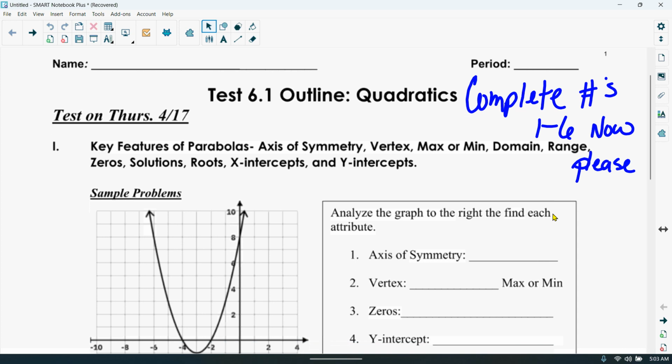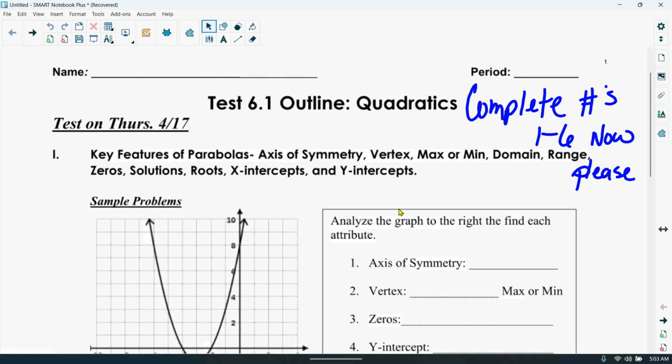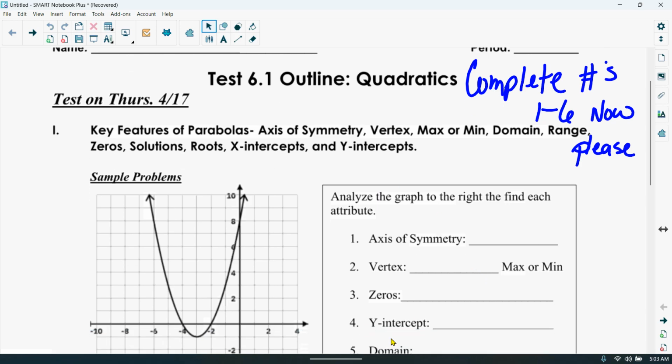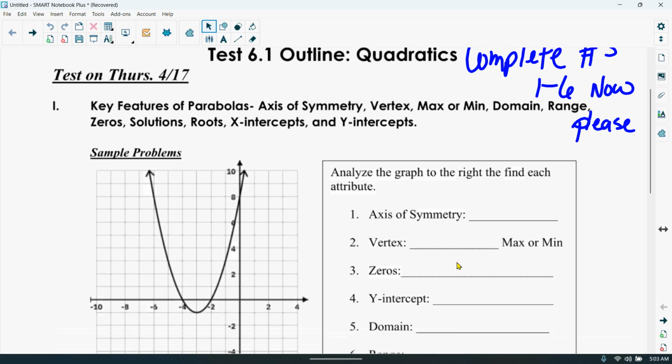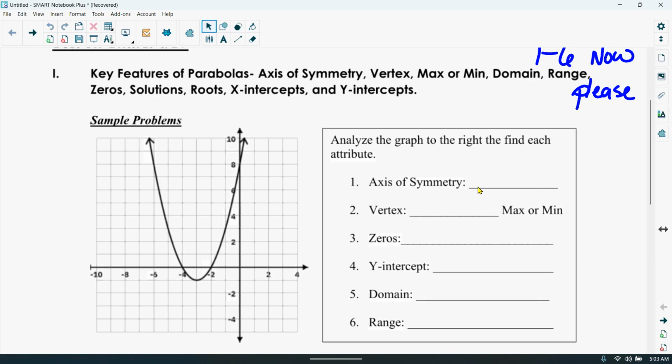Alright guys, here's your outline, your review, but more importantly, your practice is really with the extra credit, which is referred to on the end of this review. If you need references, I'm going to go over some of the pages we did in the unit to help you study. So the first part, we did this in class, knowing your parts.